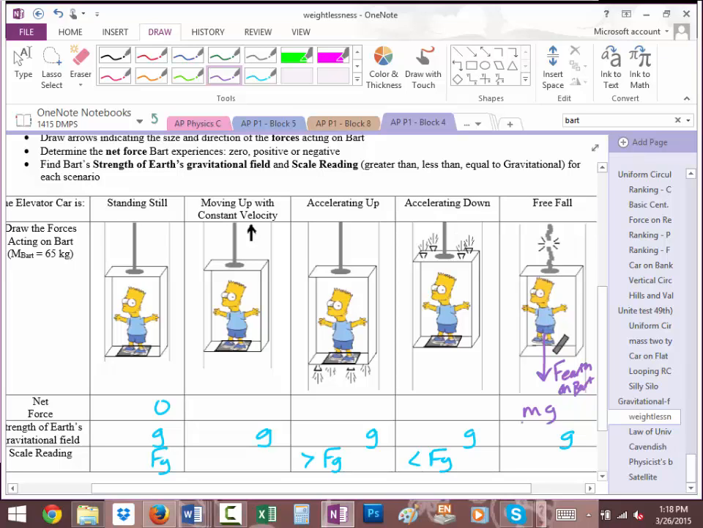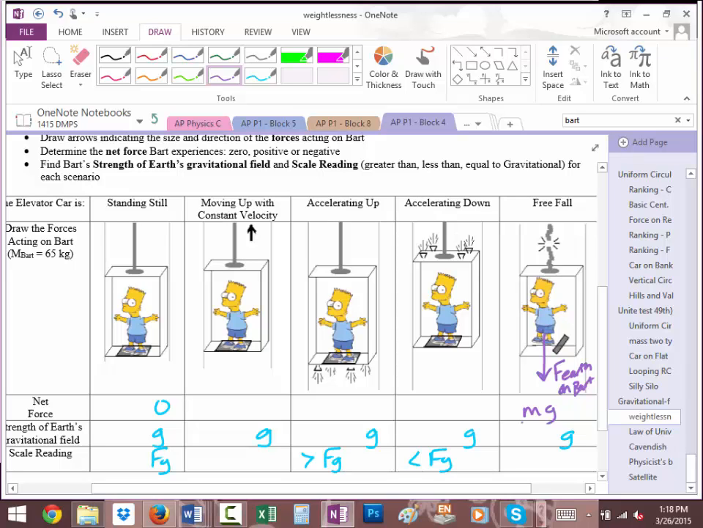Okay, let's have a conversation. Let's get this, because this is not super hard. Ladies and gentlemen, stay with me. This is an important concept. How many forces are acting on Bart here? 2. The net force adds up to how much? 0. The scale reading is really just the force of the scale. Does that make sense? Or the force of the floor? If he's in free fall, is the floor pushing up on him?